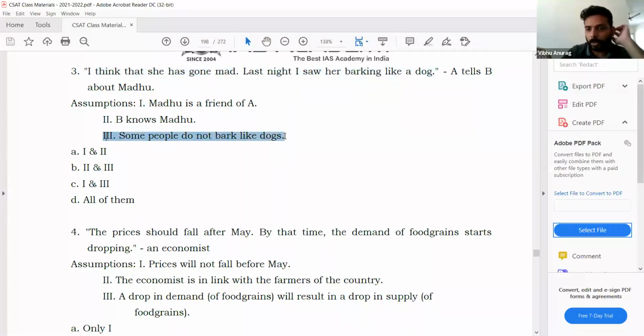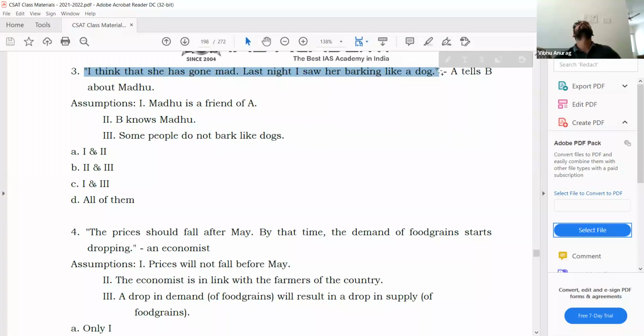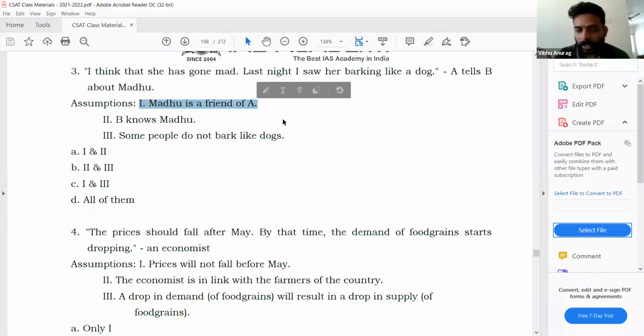Okay. Third one, some people do not bark like dogs. Does A think that some people do not bark like dogs, or does A believe that everyone barks like a dog? What does A believe? Yes, even if he mentions the name, it's not necessary to be a friend. I'm not talking about assumption 1, I'm talking about assumption 2. The reason why assumption 2 is valid is because he hasn't taken Madhu's name anywhere, which means that A believes that B knows Madhu. That friend is a separate assumption, assumption 1, which we can't say because we don't know what A believes about his relationship with Madhu.